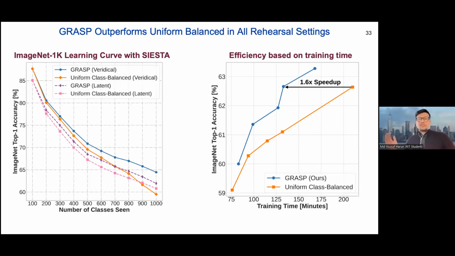That means veridical and latent rehearsal. Veridical means when you store raw images or data in the buffer, and latent means when you store hidden representations. So in both settings, GRASP outperforms uniform class balanced rehearsal. And we also compared training time and found that GRASP is 1.6x faster than uniform balanced rehearsal.